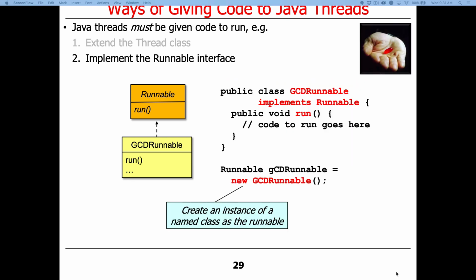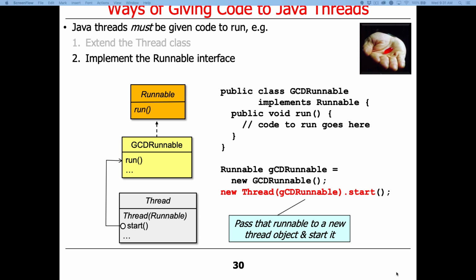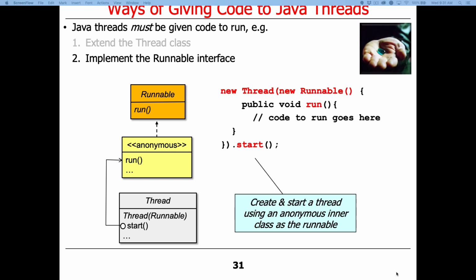And there's a couple of different ways to do this. One way is like this. You could say class GCDRunnable implements Runnable, and you put your code here. You could then say new GCDRunnable, and then say new Thread, passing in the GCDRunnable, dot start. So that'll make a new thread, give it this computation to run, and start the thread. Away you go. That's a very common way to do things.